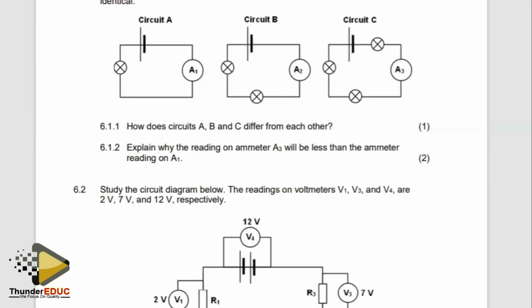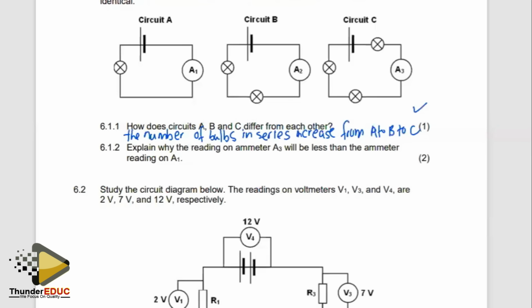So your answer becomes: the number of bulbs in series increases, because this is a series circuit, it is one pathway, from A to B to C. You got your mark. You're done with this one.